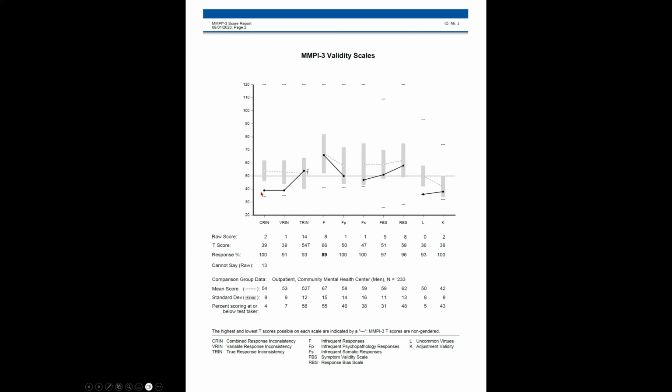And of course, their actual T-scores tell us how their scores compare with the general population mean. The open diamond for each scale represents the mean for the comparison group. The shaded bars are plus or minus 1 standard deviation from the mean for the comparison group. And in this case, we have an individual who's scoring well below the mean on the CRIN scale.